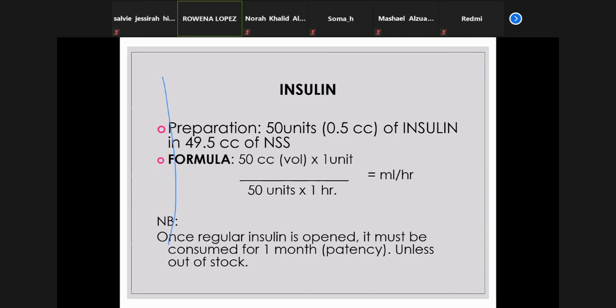Once regular insulin is open, it must be consumed within 1 month because the potency is actually within 1 month, unless out of stock. Sometimes we are actually out of stock of insulin, so the pharmacy department will issue a memorandum that you can extend it because of the unavailability of the medication.